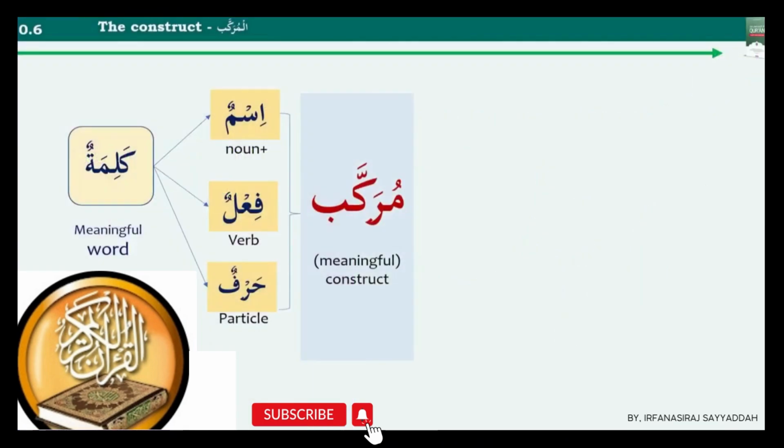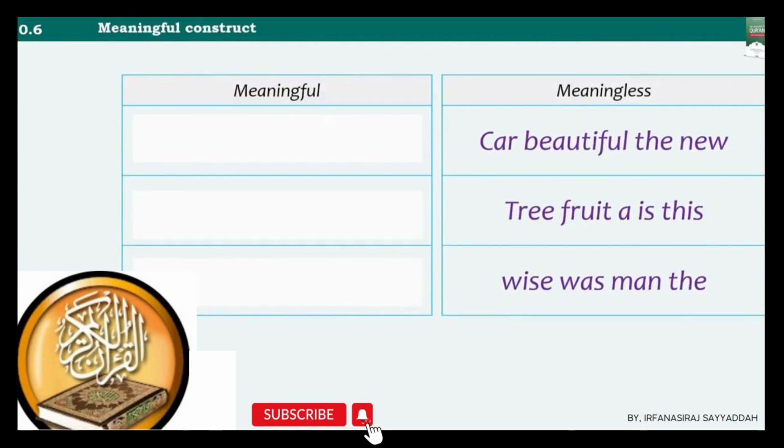Murakkab. When we normally combine 2 or more words to give additional meaning, that is in grammar called murakkab, or meaningful construct. So in ismun, fi'lun, harfun, they're combined, 2 or more of them, in certain rules to produce murakkab, a meaningful construct. So what we mean by meaningful construct is not words thrown in random. You cannot do that in any language. Take a look at what I've got on the screen.